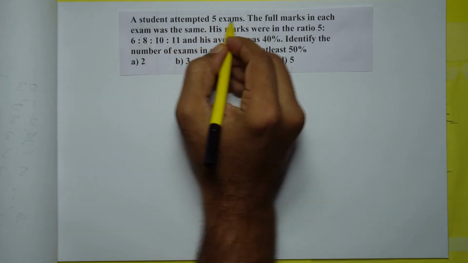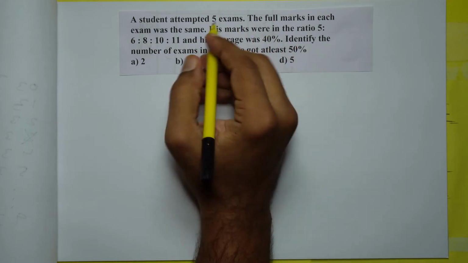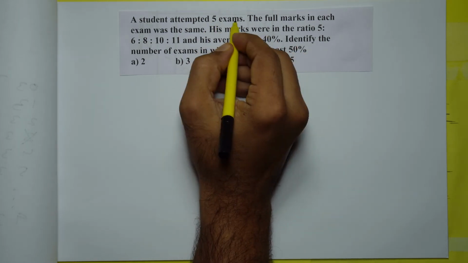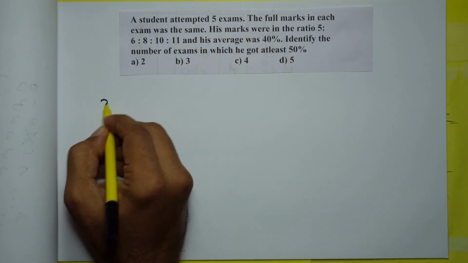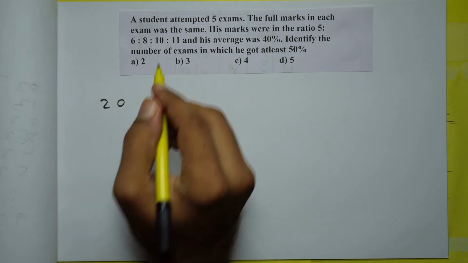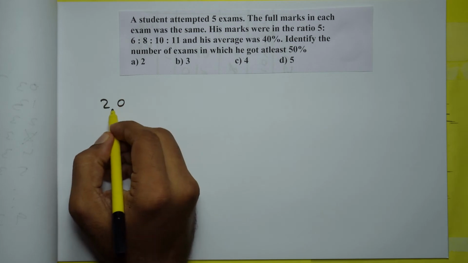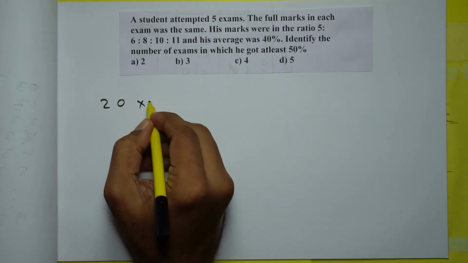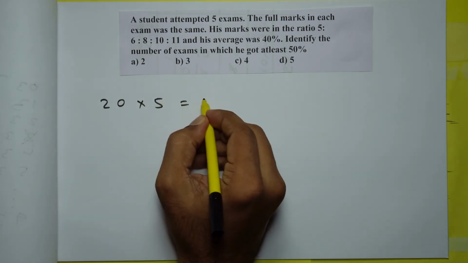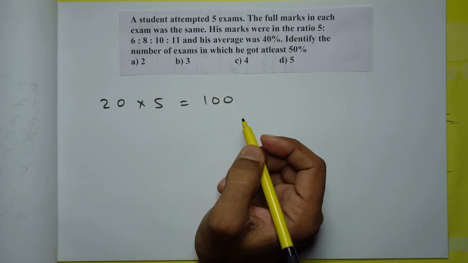A student attempted 5 exams. Now we will assume that in each exam the total score was 20 and he attempted 5 exams. So 20 is the total score for each exam and like that for 5 exams. So altogether the total score is 100.